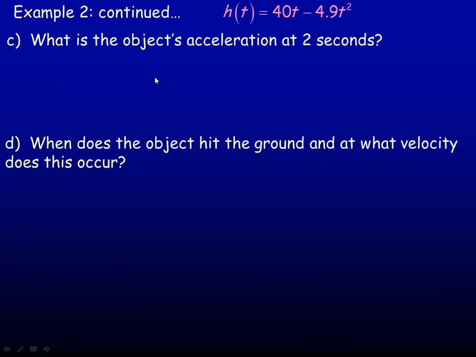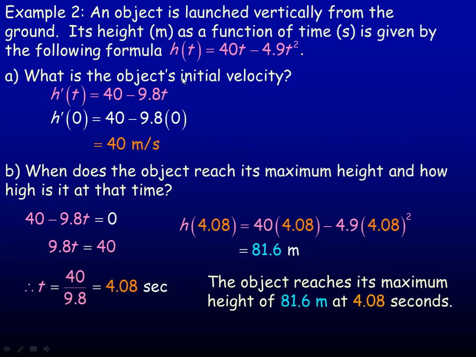Continuing on the next page, we're asked what the object's acceleration is at 2 seconds. Well, we would have to go back to the velocity function and differentiate this. Now, the 40 is a constant, so its derivative would be 0. The derivative of negative 9.8t would just be negative 9.8.